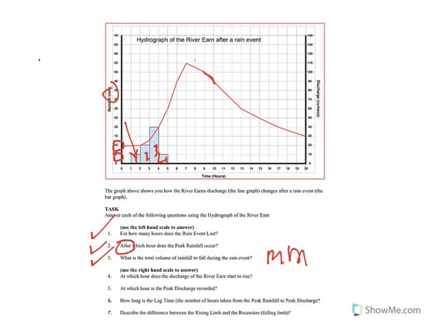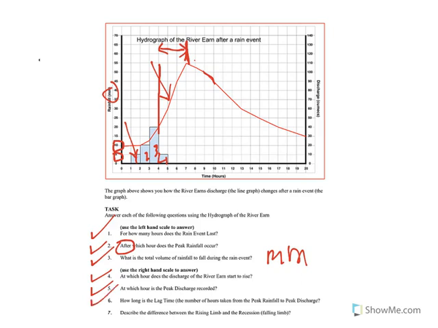Number 4, at which hour does the discharge of the River Erne start to rise? So just look at your line graph and actually clock the moment when the river starts to rise. Okay, and that deals with number 4. Number 5, how long is the lag time? Now I've already covered that earlier on. Remember, the lag time is the time it took to go from the peak rain to the peak discharge, the peak rainfall being that one there, and the peak discharge being that point there.